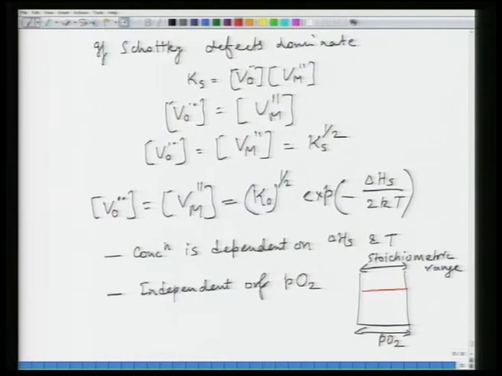So, this would be within this particular range of PO2, it won't be too large, it would be around 1 atmosphere, and this would be VO is equal to Vm, and independent of partial pressure of oxygen, and this is at constant temperature. Okay. So, in the next part we will look at the same exercise for Frenkel defects.